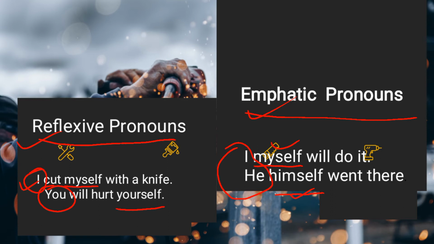And if these words are used to emphasize the subject's intention and they are showing the total involvement, then they are called emphatic pronouns. I think now it is clear to you. Now let us try to solve the first exercise.